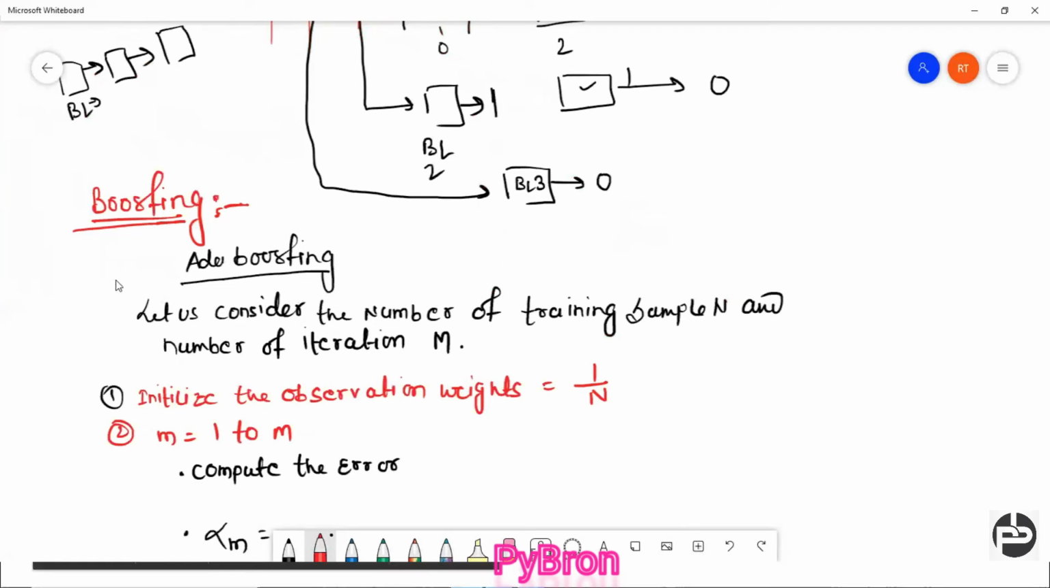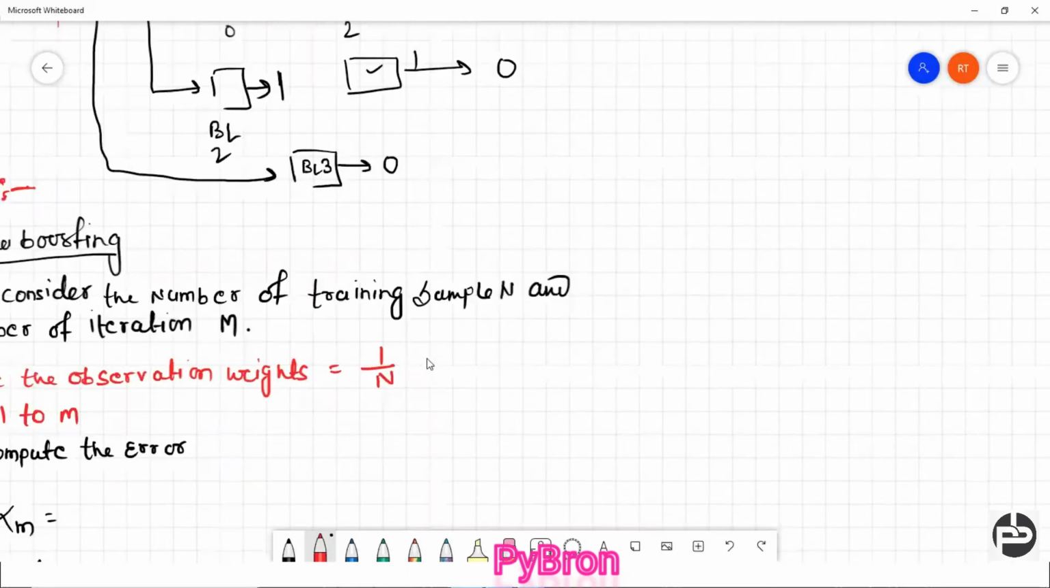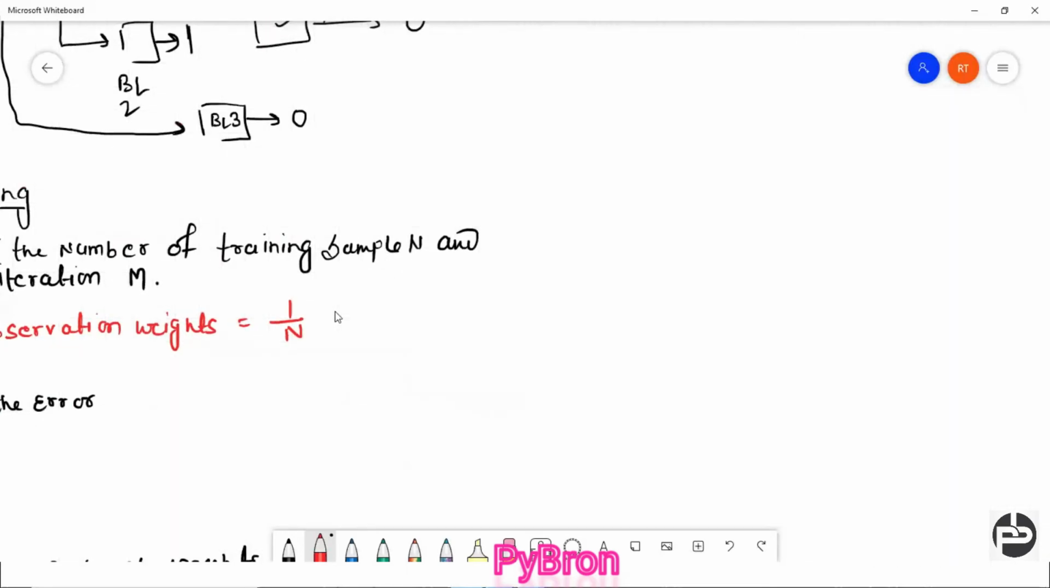Okay, so what is AdaBoost? Basically, just try to understand what we mean by AdaBoost here, guys. AdaBoost is nothing but a boosting algorithm. So how are we going to do it? Let's suppose we have a data set. Just try to understand how AdaBoost is going to work.